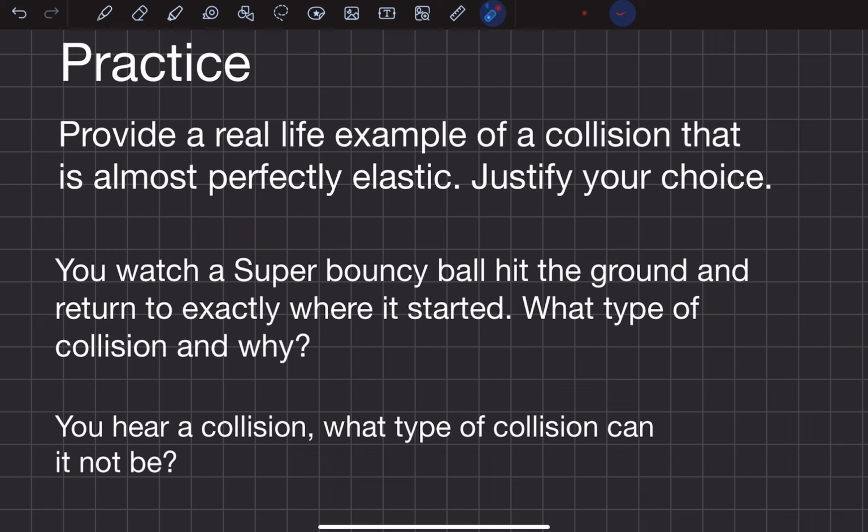Lastly, you hear a collision. What type of collision can it not be? Very simple. If you can hear the collision at all, what type of collision can it not be? And although I didn't originally write it there, why? Obviously, you're going to justify your answer.